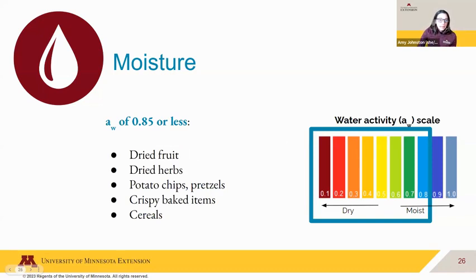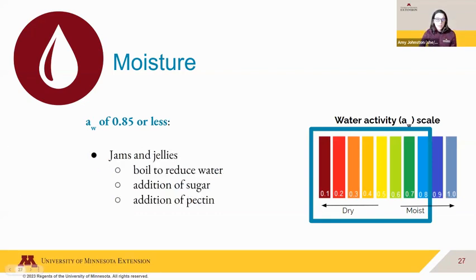So it's easy to recognize many foods that have a water activity of 0.85 or less, like dried fruit, dried herbs, dry or crunchy snack foods like chips, pretzels, crispy baked items, and cereals. These foods have all been cooked, baked, or dried so that the water, or the majority of the water, has been evaporated or removed from those foods.